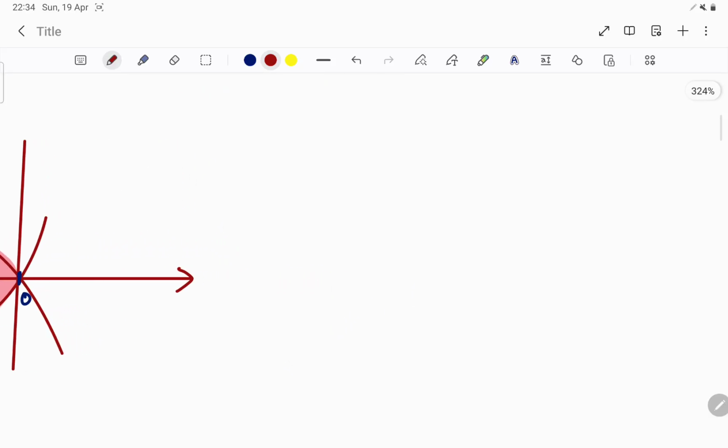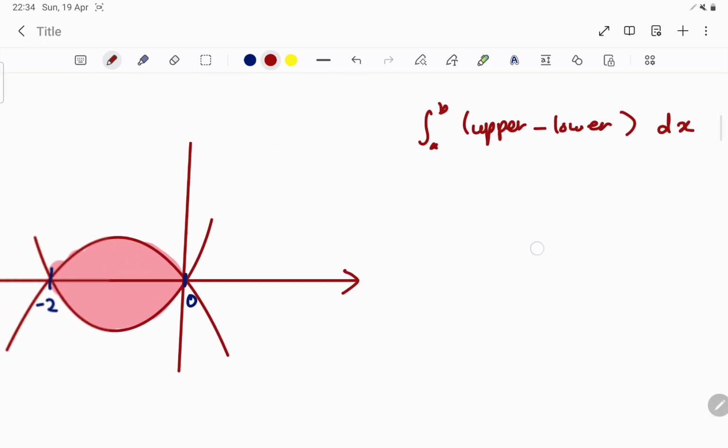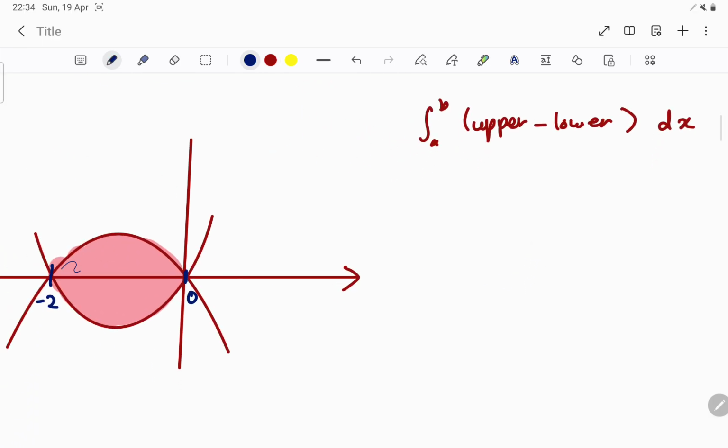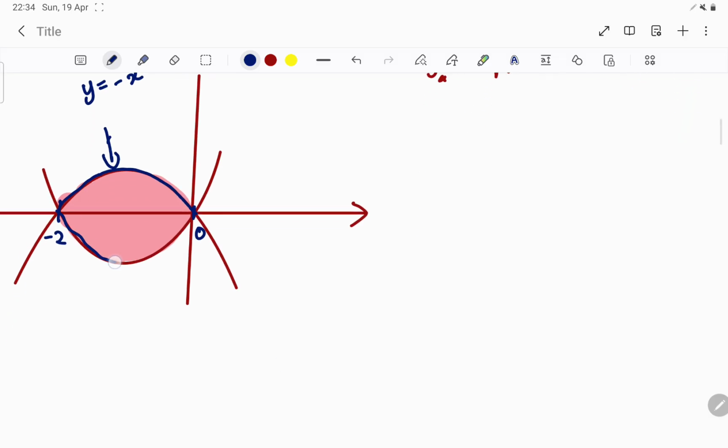Okay, to find the area bounded by two curves, remember upper minus lower, and then integrate from A to B. So which one is upper right now? If you check, the upper is this guy, which is y equals negative x square minus 2x. And then our lower, which is here, we have y equals x square plus 2x.